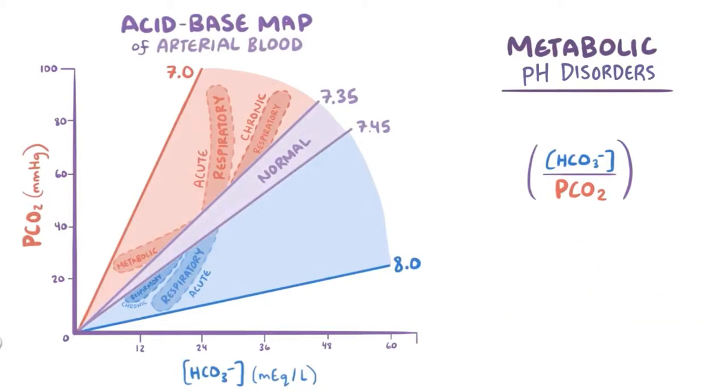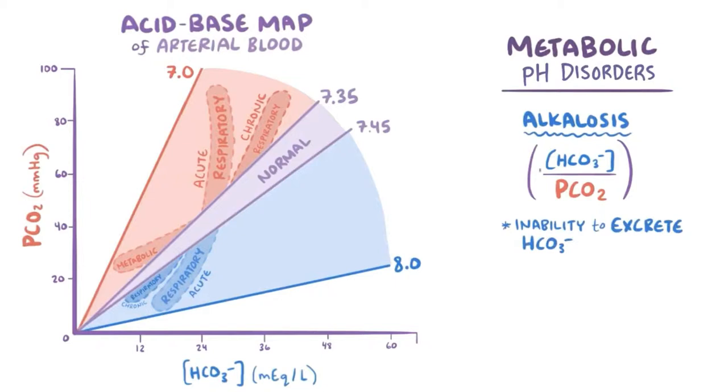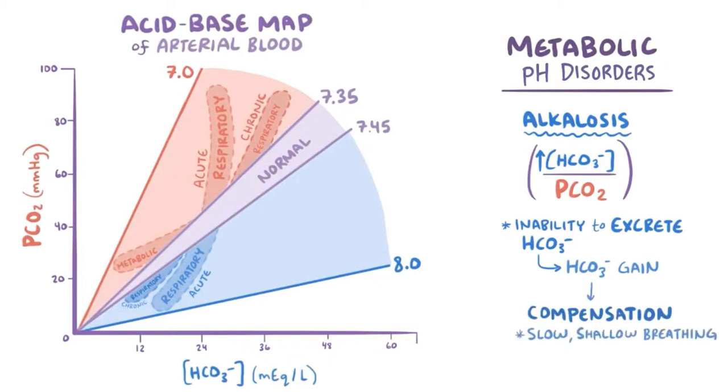On the other hand, metabolic alkalosis can result from an inability to excrete excess bicarbonate in the urine, and this leads to an increase in the bicarbonate concentration, and therefore a rise in the pH. Again, there's an immediate respiratory compensation, this time with slow, shallow breathing, which allows partial pressure of carbon dioxide to rise above 45 millimeters of mercury, and prevents the pH from getting really high.